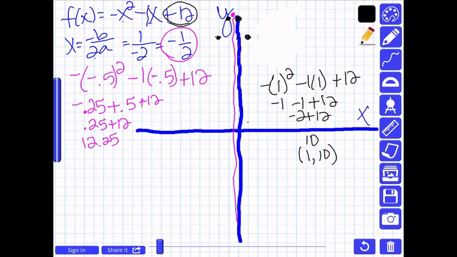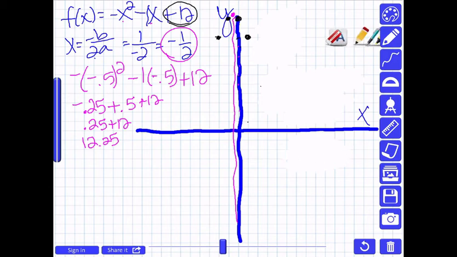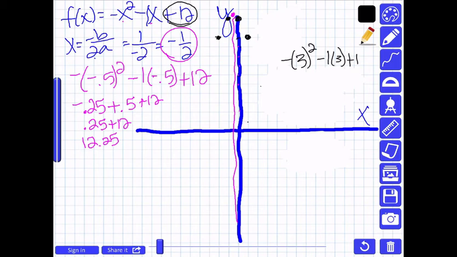Now I want to try to see what this parabola is going to look like. I also want to try to figure out where the zeros are. I think plugging in a 2 isn't going to quite get me to the 0, so I'm going to plug in a 3 and see what happens. When I plug in a 3, I'm going to square my 3 and multiply by negative 1. It's going to give me negative 9 minus 3 plus 12. Negative 12 plus 12 is in fact 0. So there is one of my zeros, (3, 0). So I'm going to plot that on my graph.